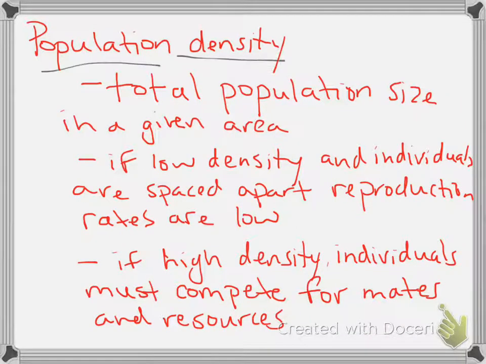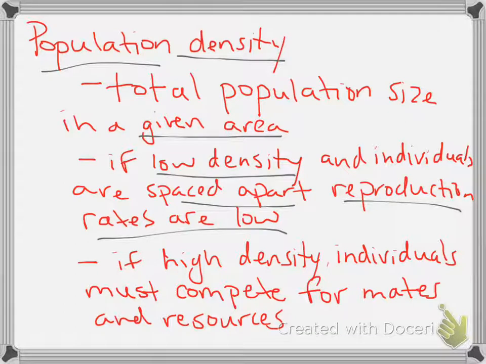We have population density, and this is the total population size in a given area. So how dense is that population for that given area? If there's a low density and the individuals are spaced apart, that means they don't live real close to each other, then the reproduction rates are low and we can see a fall in population size. If it's a very high density, meaning there's a lot of these individuals living in a common area, then there's a lot more competition for mates and resources. And so what we can see there is that even though the density may be high at that point, the population size may begin to fall because of lack of resources.